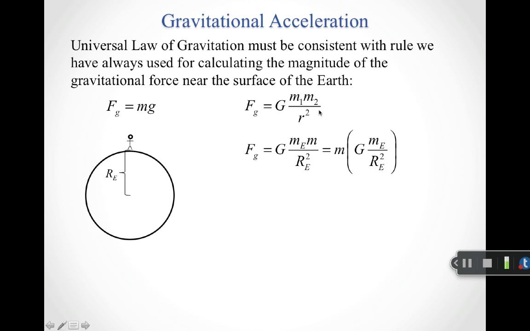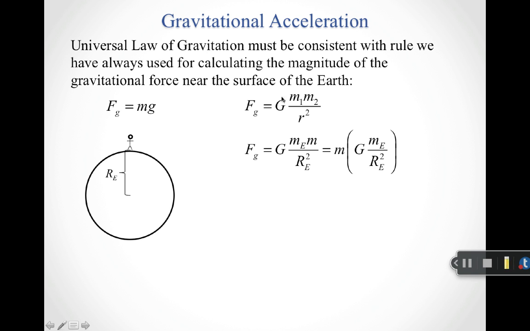And so what we get when we use the universal law of gravitation is, well, here's our gravitational constant, big G. We've got the mass of the Earth, that's one of our particles. It's located here. We've got the mass of the person, that's our other particle. It's located here at the surface. And then the distance separating the two of them is the radius of the Earth, so that gets squared. When you pull the mass of the person out front, what you're left with is big G times the mass of the Earth over the radius of the Earth squared.